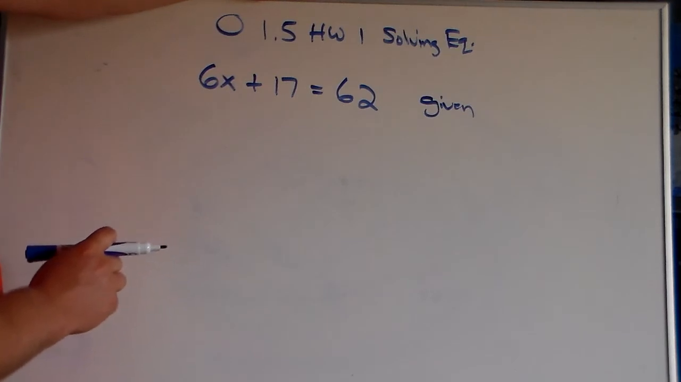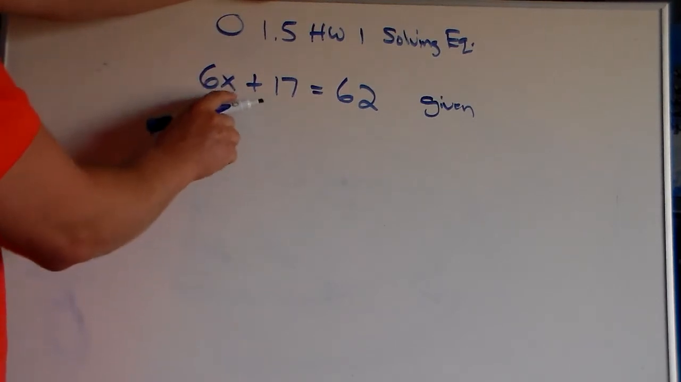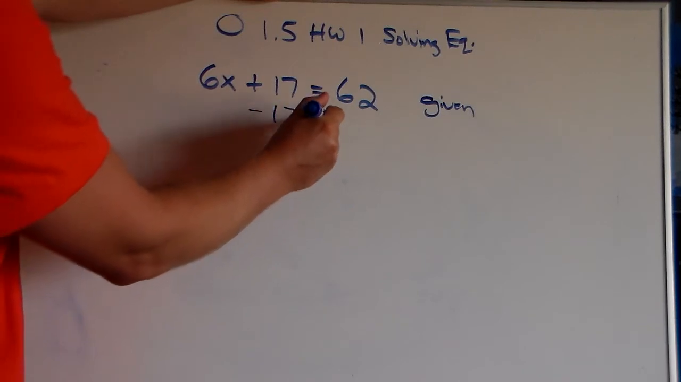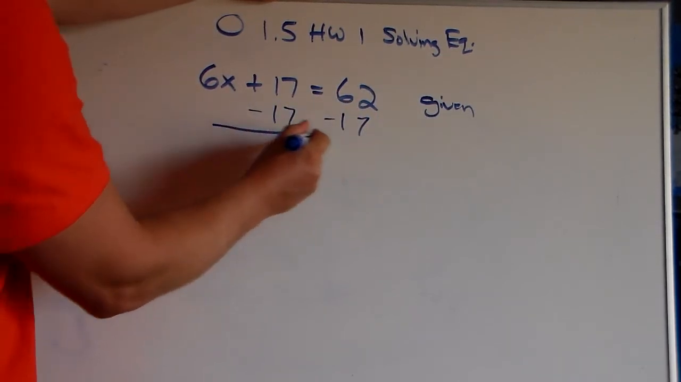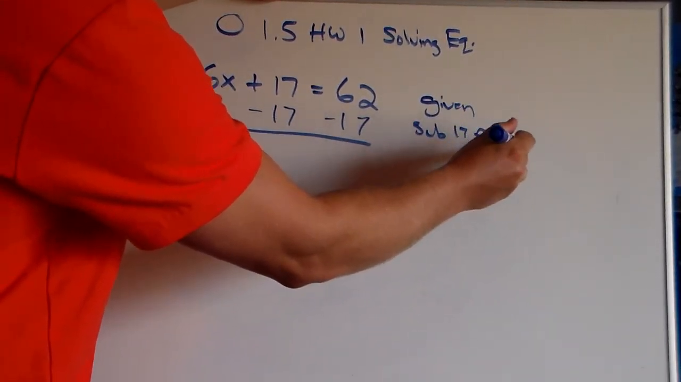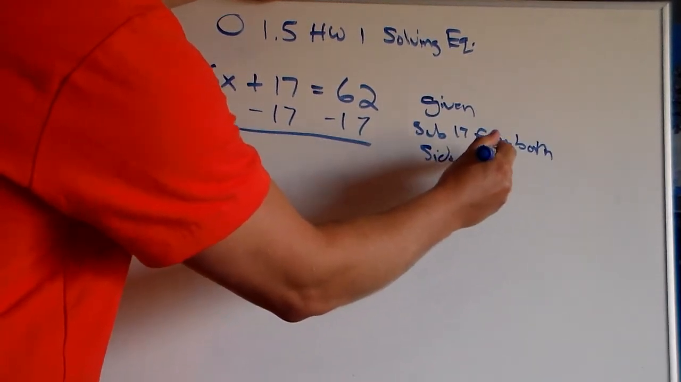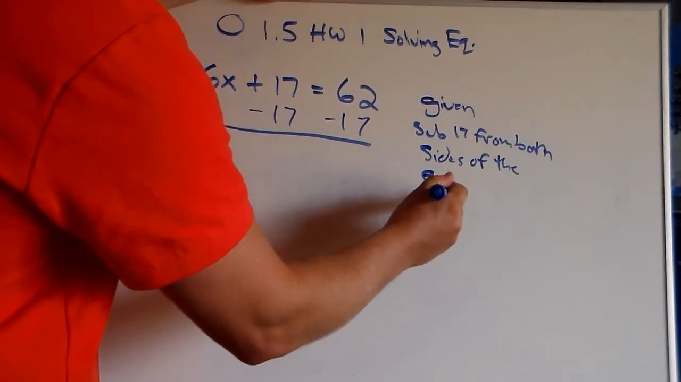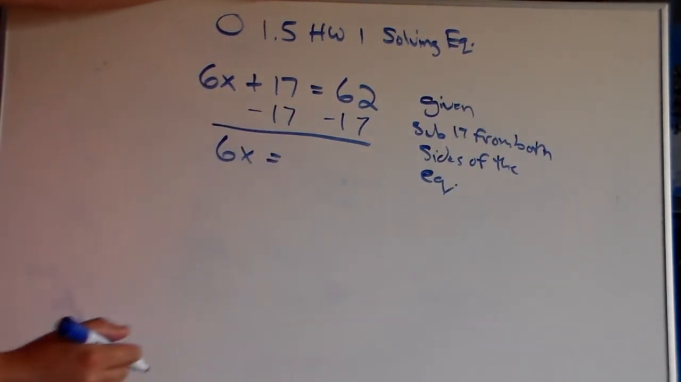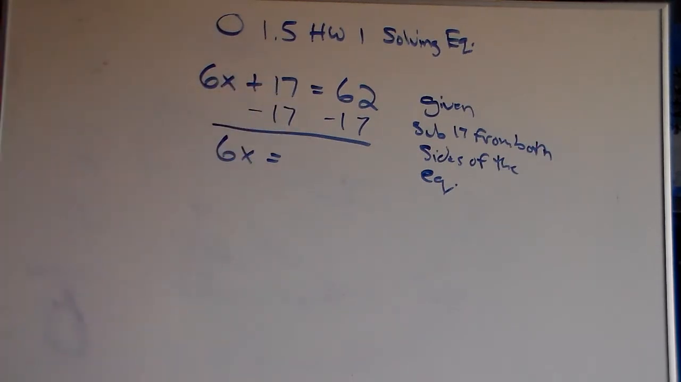So here's our problem. 6x plus 17 equals 62. We're going to use our inverse operations to get x all by itself. So the opposite, or inverse operation of positive 17, is minus 17. So we subtract 17 from both sides of the equation. When we do that, we get 6x equals, because the positive 17 and the minus 17 cancel out.